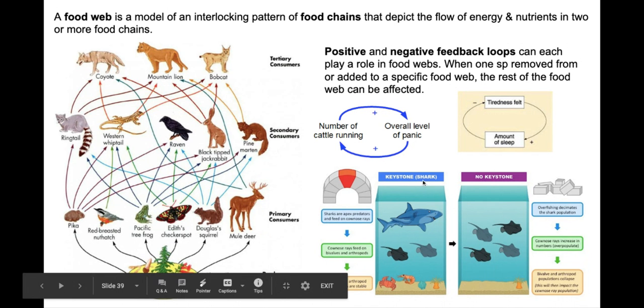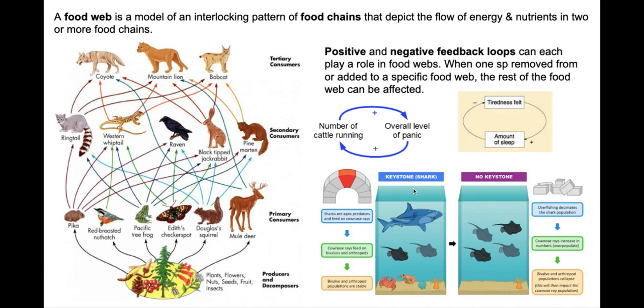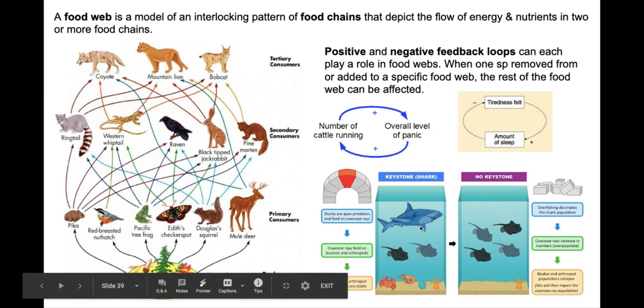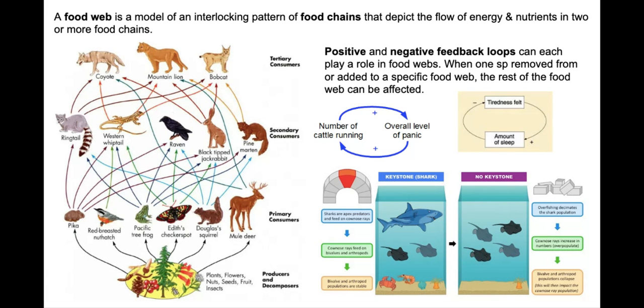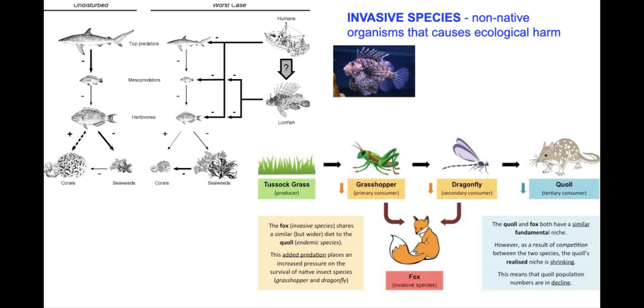Okay, so last but not least, type of definition, keystone species. So keystone species are going to be a species that if you removed, all the food web will be greatly affected, right? In this case, for example, top predators tend to be keystone species. You created a presentation on these, but keystone species, remember definition, okay? Invasive species, sorry, it was not the last definition. So invasive species are non-native organisms that will cause ecological harm.